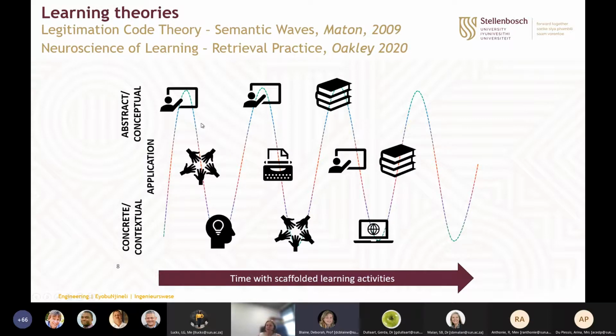You can see here that with the semantic wave, you want to keep on moving from the abstract level or the conceptual level through some application, maybe some group work in application, then down to the contextual. Maybe over here you've got students thinking about doing some critical thinking, something on their own, then going back to a lecturer-led environment where the expert is exposing people to different ideas and different ways of thinking, and doing some individual work, and so on.